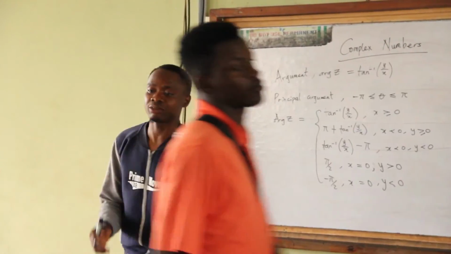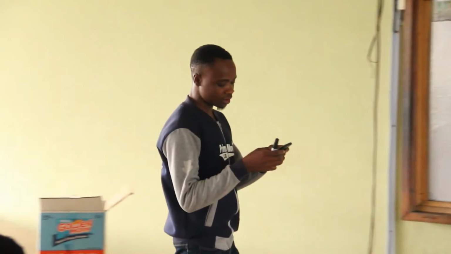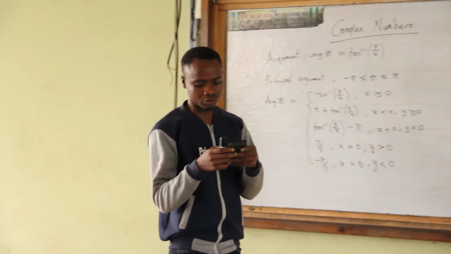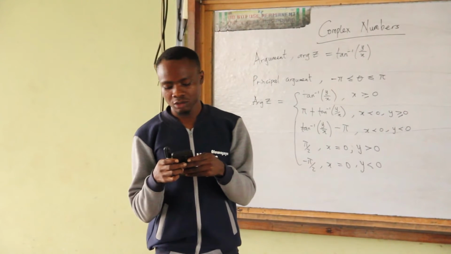Let's move on. So I gave you an assignment to carry out some division and multiplication. You have to find, the first one is what? C1 over C2. Alright.